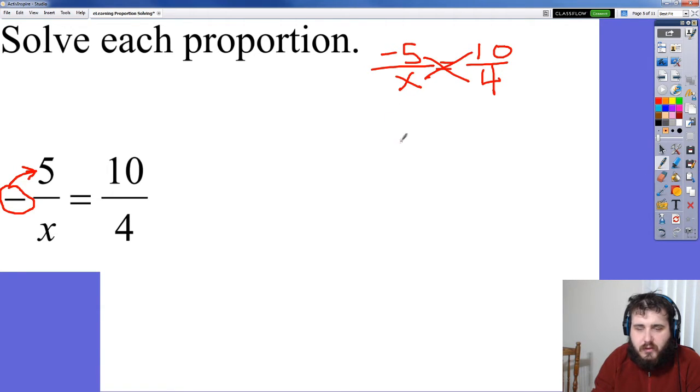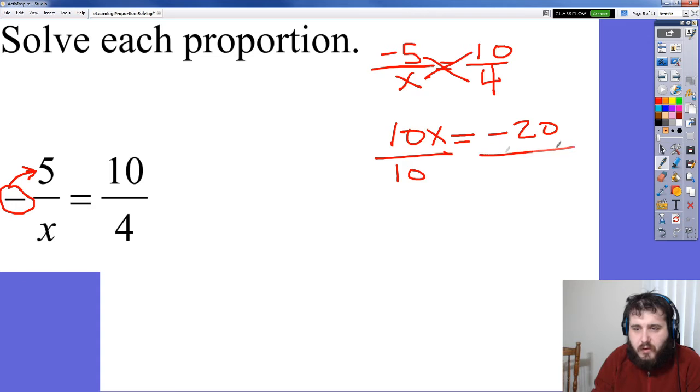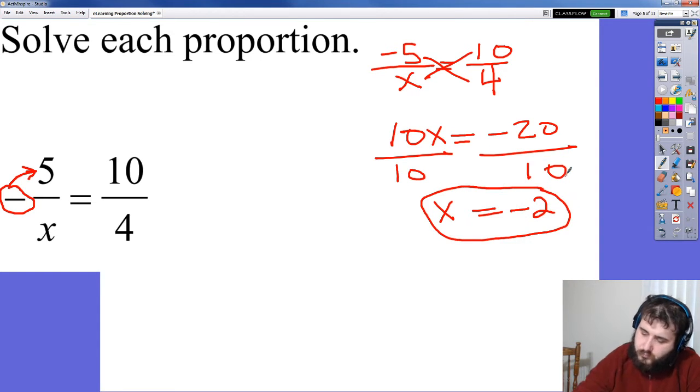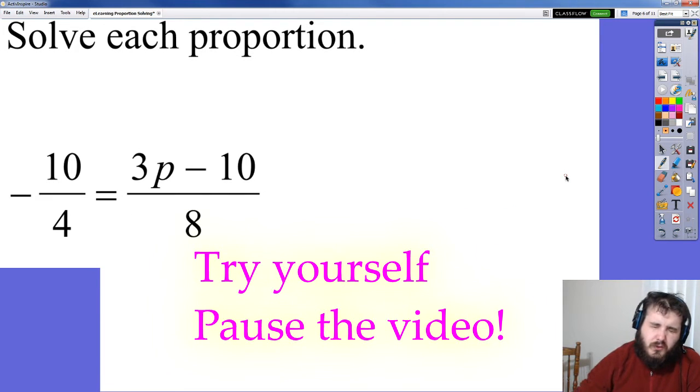Cross multiply. Then we can divide the 10 away to get our final answer of negative 20 divided by 10, which is negative 2. Alright, go ahead and try this one.